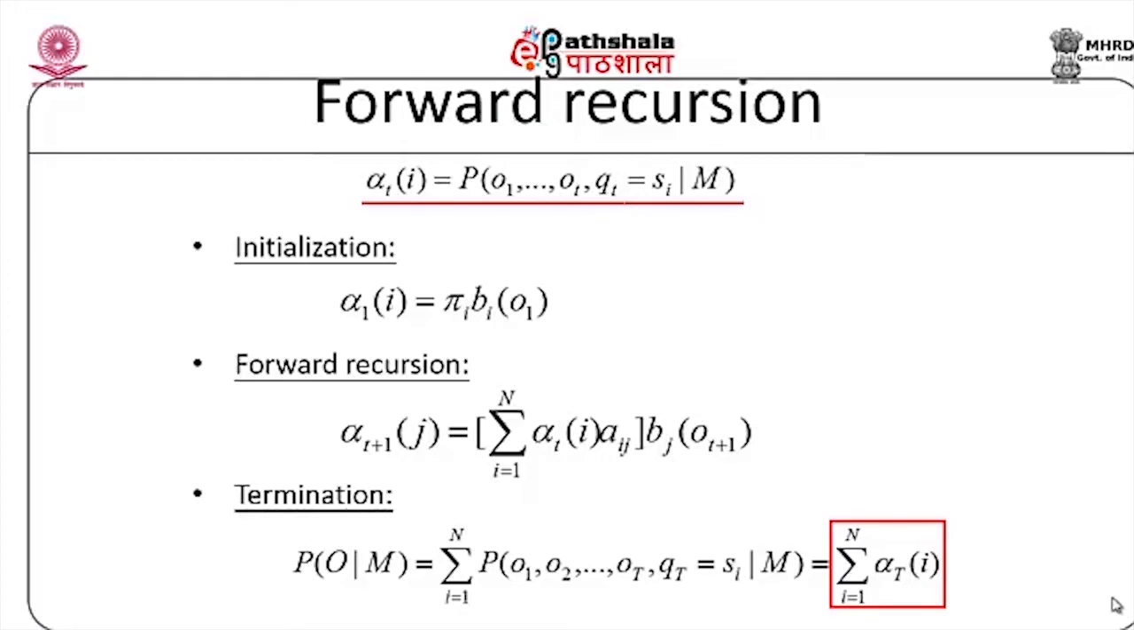And the termination condition is you have seen the complete sequence and you are at i, and the model is given. So, it is nothing but the summation over i equal to 1 to n of alpha t of i. So, this is the forward recursion problem. So, you are starting with 1 and reaching the tth.